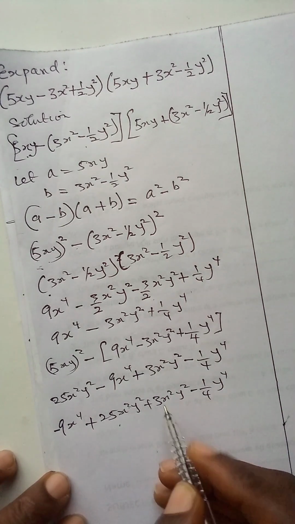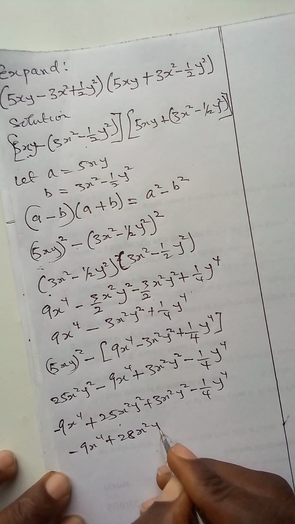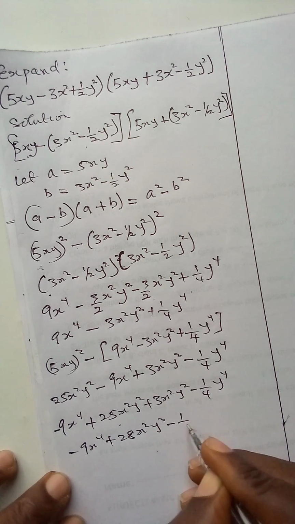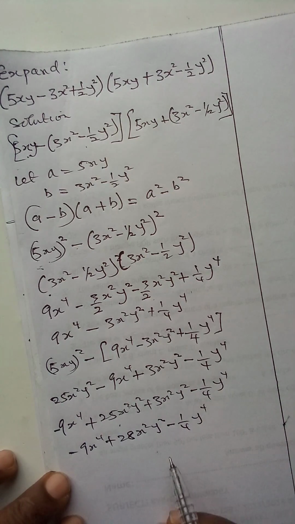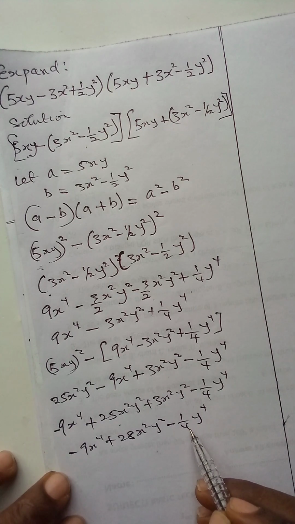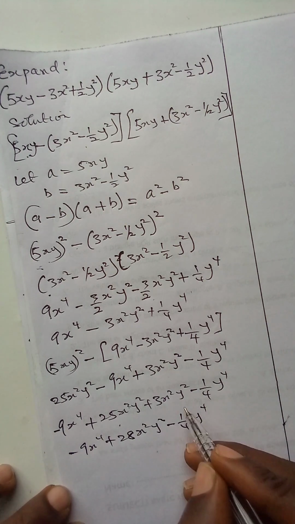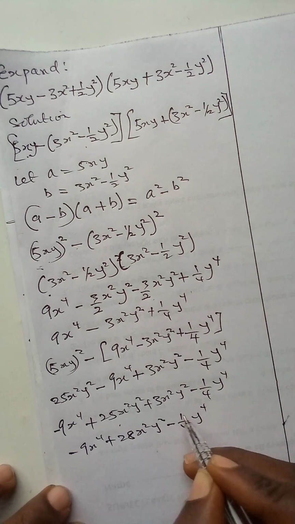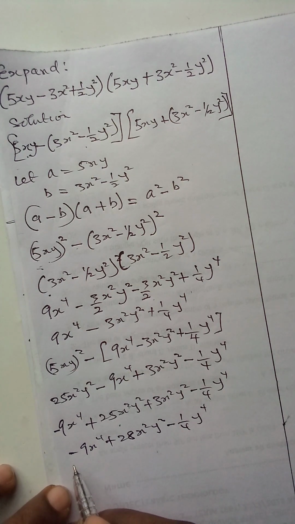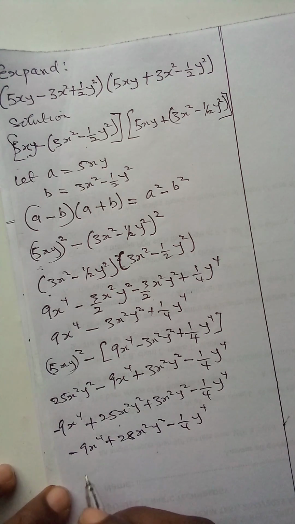We can add these two together. That is minus 9x to power 4 plus 28x squared y squared minus 1 over 4 y to power 4. Now, I will multiply through by minus, or divide through by minus, and at the same time multiply through by 4. I want to clear this fraction. That is why I'm multiplying by 4. And I also want to remove this minus sign in front of the first term. Now, having said that, it becomes 9 times 4 is 36.